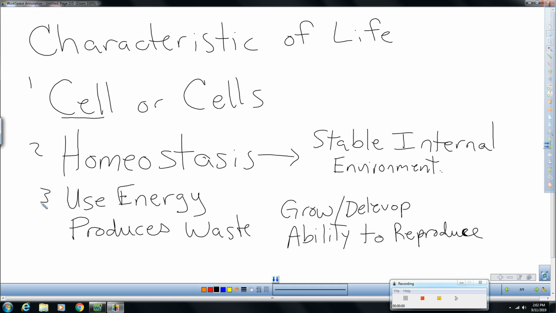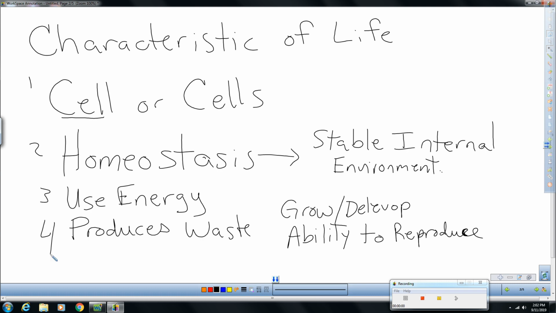So whether they are autotrophic, where they are making their own energy, or whether they are heterotrophic and they're going out and getting their energy, they are going to use energy. From that production, or from the use of energy, you're going to produce waste, so you're going to have to get rid of that waste. There's one of 2 ways that you could do that. I'll let you guys figure that out on your own.